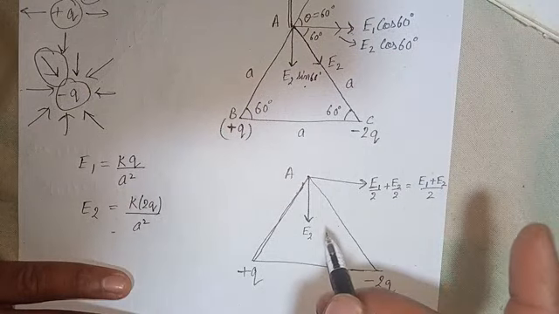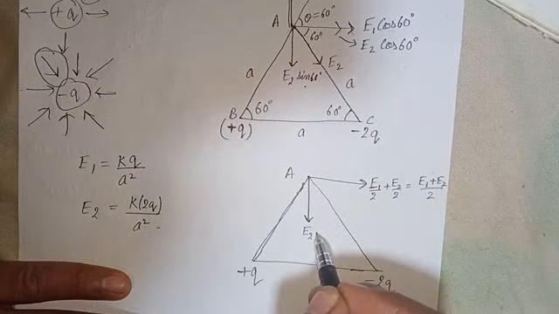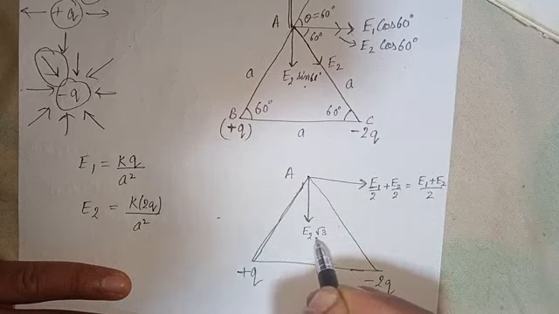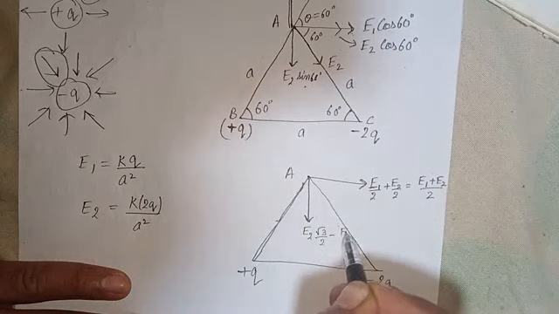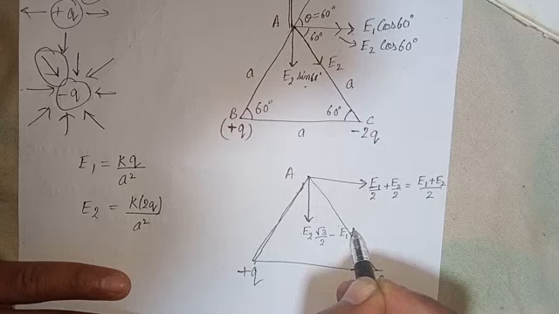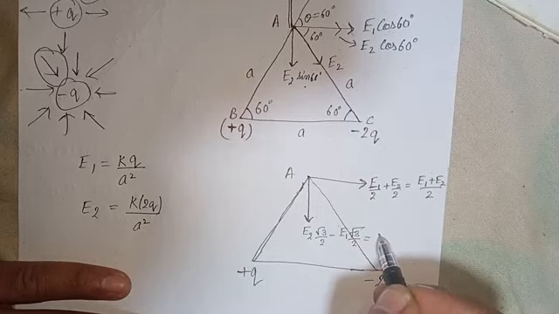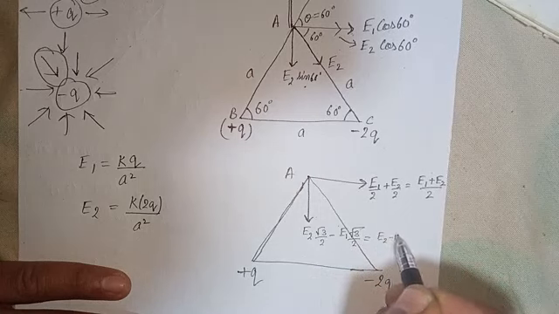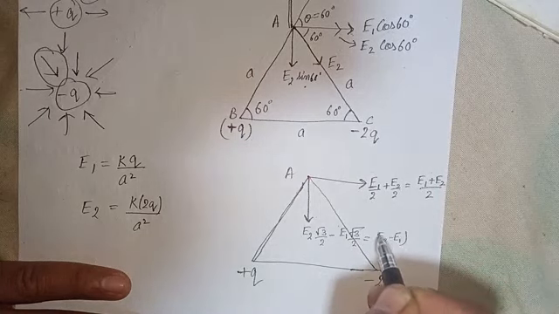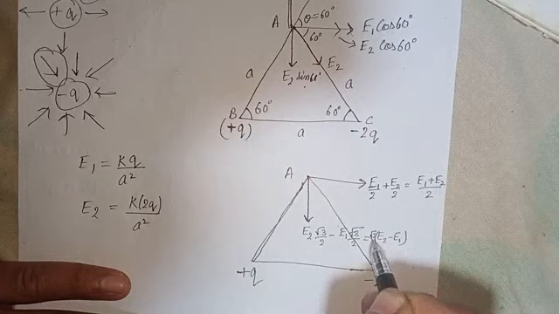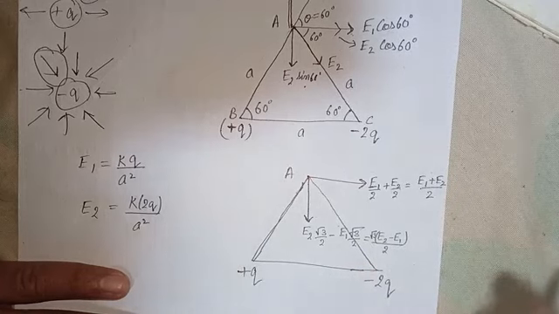Sin 60 is root 3 by 2. So it is E2 root 3 by 2 minus E1 root 3 by 2. So it will become (E2 minus E1) into root 3 upon 2.